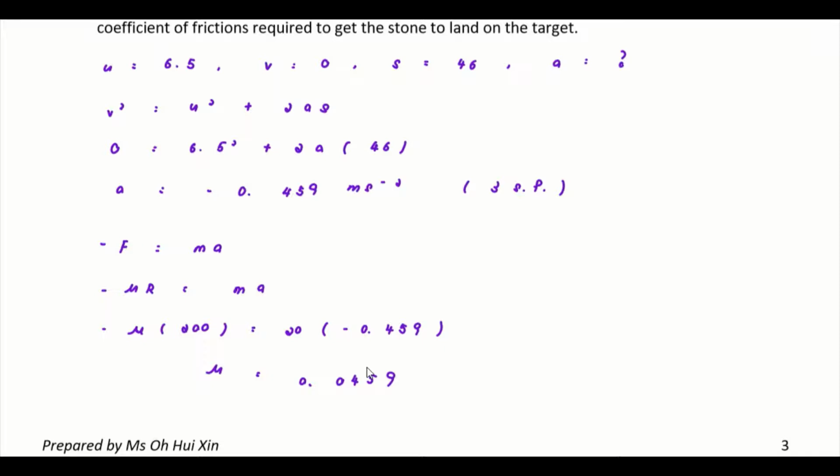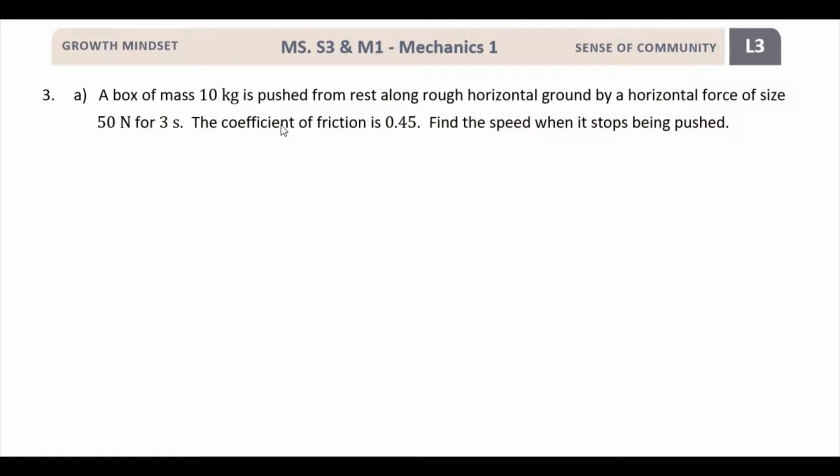Alright, so now let's move on to example 3. This is a two-stage question, so I think we can read through the whole question first before we solve it. A box of mass 10 kg is pushed from rest along a rough horizontal ground. Rough as if there's friction. With a force of size 50 Newton for 3 seconds. So it's a continuous push, not an instantaneous one like just now. The coefficient of friction is 0.45. Find the speed when it stops being pushed.